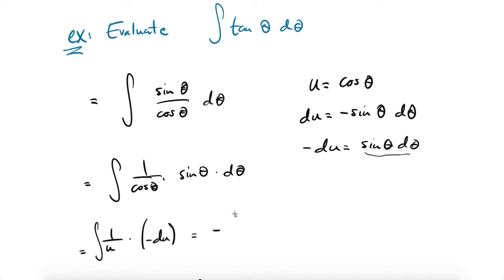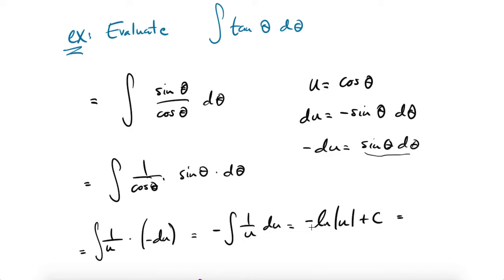So then I can factor out that negative, and I have just 1 over u du. So if you go back and look at your antiderivative table or just know what this happens to be, you may want to pause and ask yourself what this is. This is negative natural log of absolute value of u plus c.